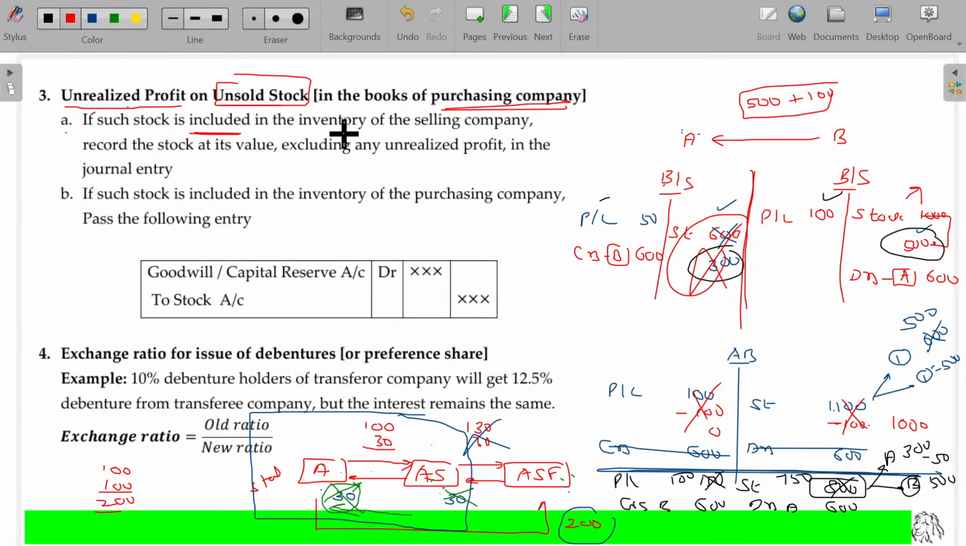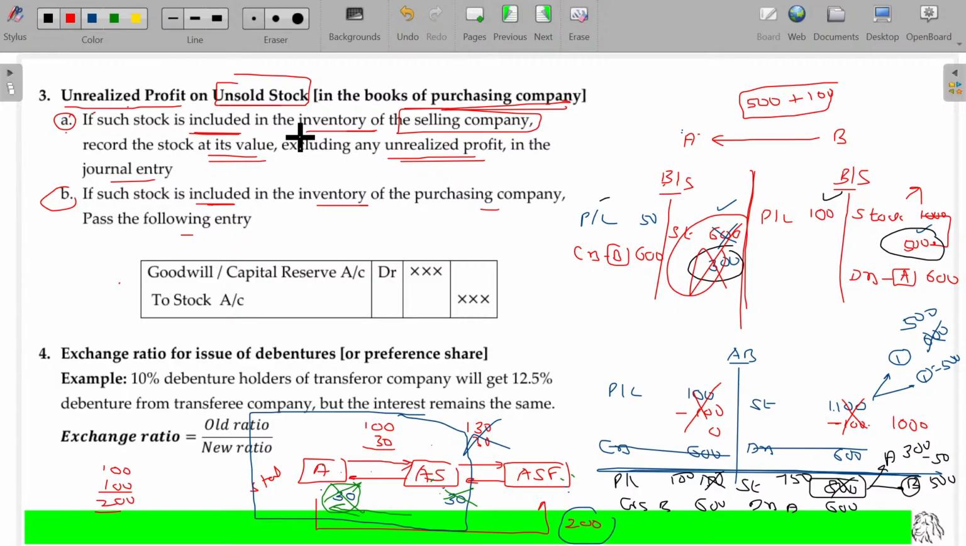If such stock is included in the inventory of the selling company, record the stock at its value, excluding any unrealized profit in the journal entry. Okay, selling company. And if such stock is included in the inventory of the purchasing company, pass this journal entry. What is the difference, sir? That difference we'll see in the subsequent lecture. Whether the goods transfer from B to A or A to B, that also matters, right? Okay, clear?